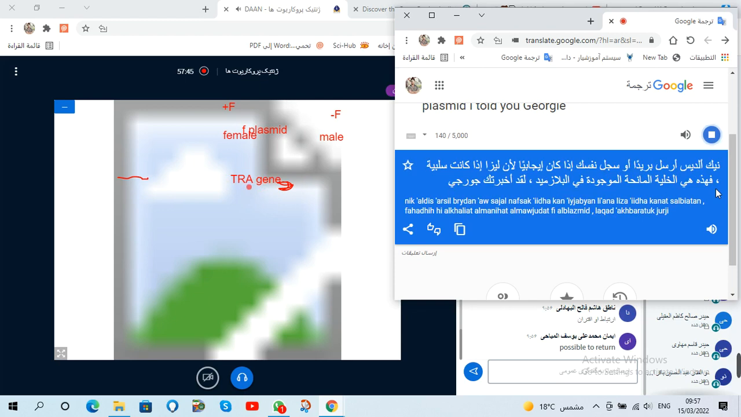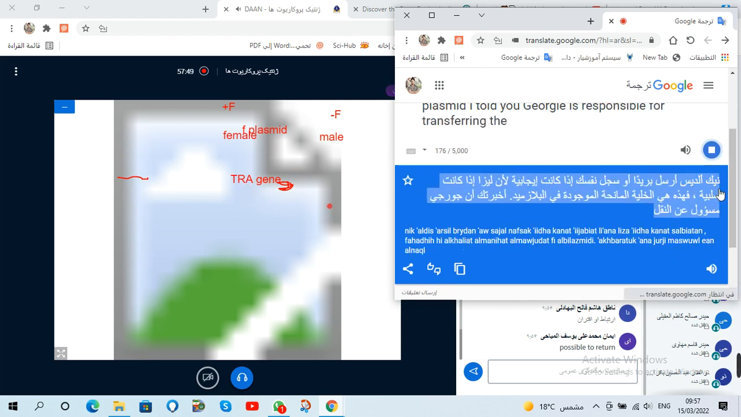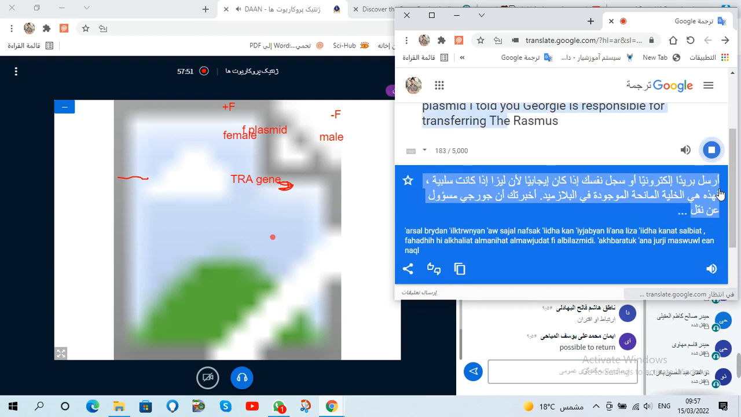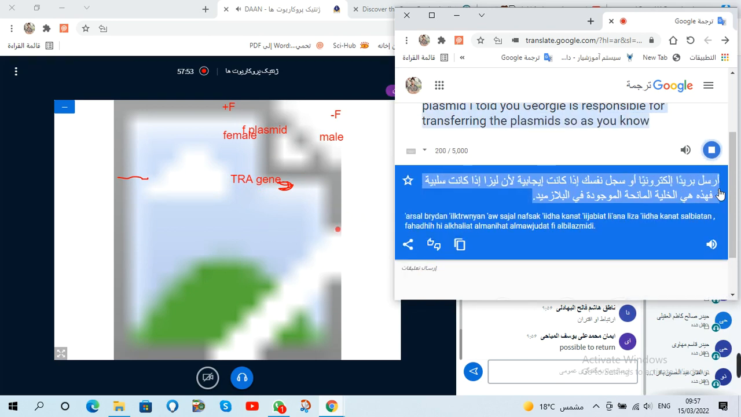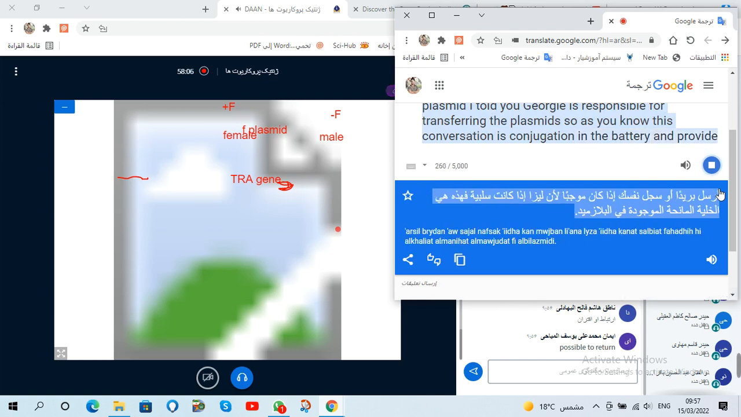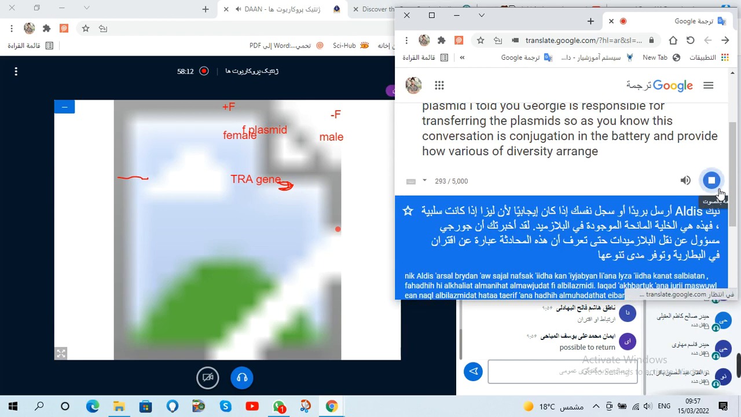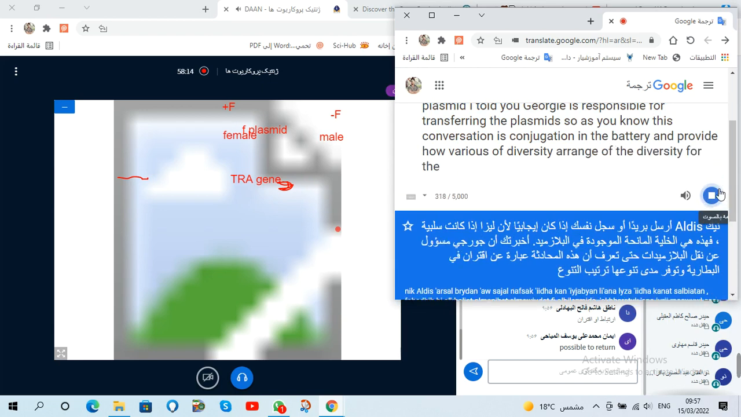Trojan is responsible for transferring the plasmids. So as you know, this conjugation occurs in the bacteria and provides a high range of diversity for the bacteria.